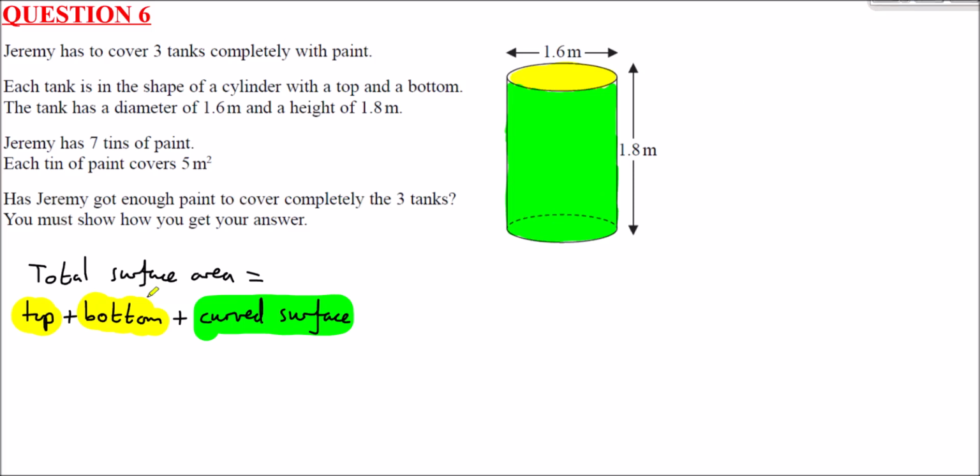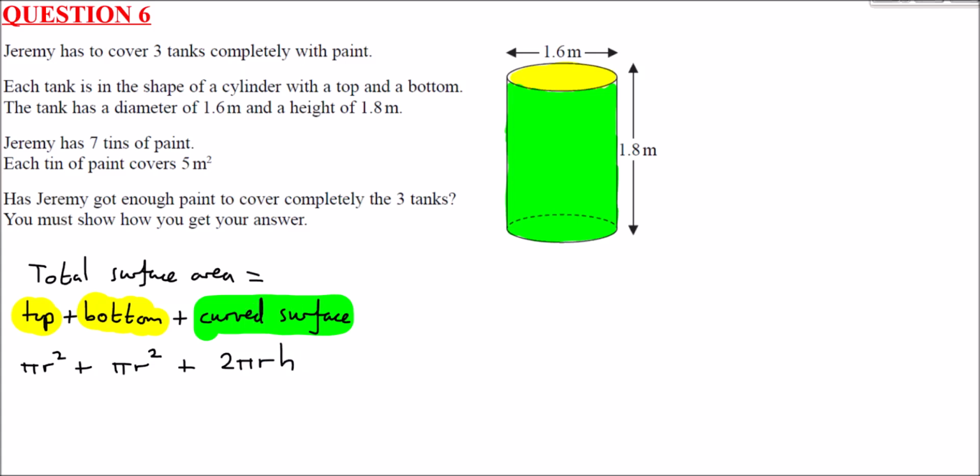One thing we should know is the area of a circle. The area of a circle is pi r squared. So we can write this down straight away. The bottom will be the same size circle, and the curved surface area is always going to be the circumference of the circle, which is 2 pi r, multiplied by the height of the circle. I'll fill in what these values are in a second.